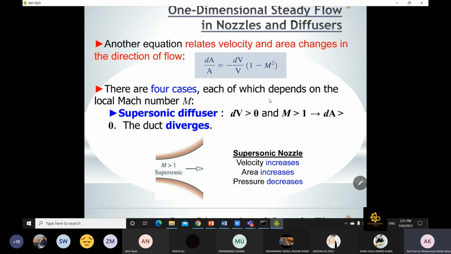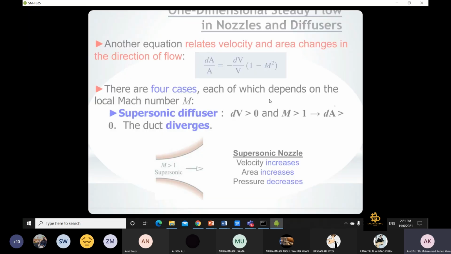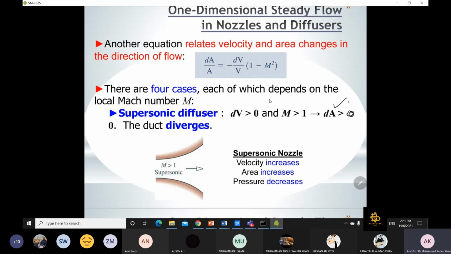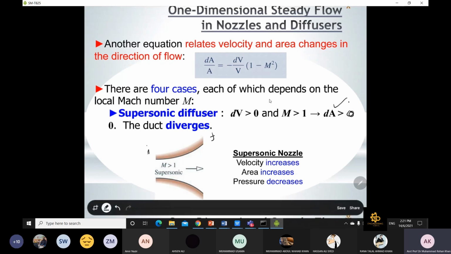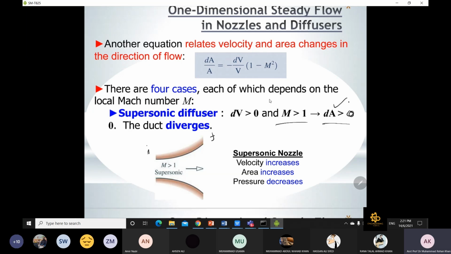Similarly, we just put the values in this. So in this case, your dA is greater than 0, which means it is positive, because in the case of a diffuser your final area is greater in comparison to the initial area. So that's why dA is greater than 0, and the Mach number is greater than 1.